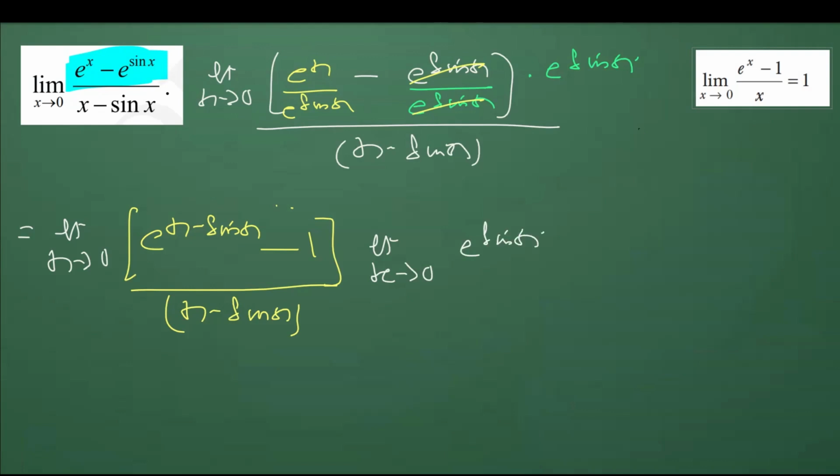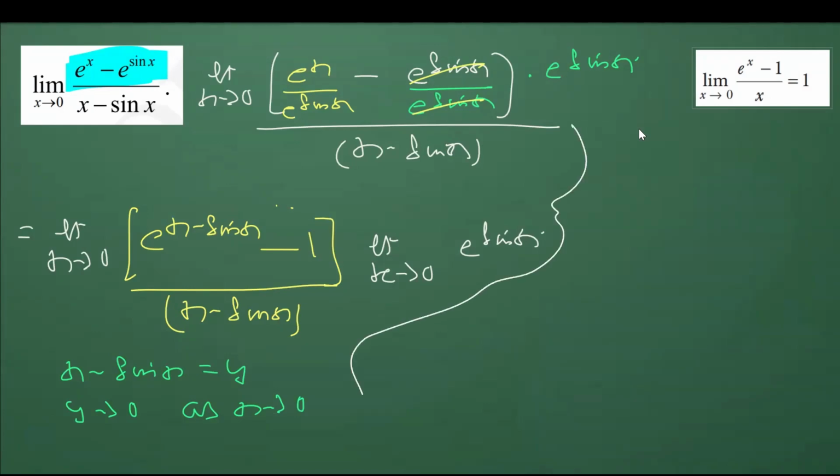Now we need to do some substitution over here, and for substitution we take x minus sine x as y. You can figure out that y tends to 0 as x tends to 0, because sine 0 is 0, so 0 minus 0 is 0, right? So after substitution, the limit will change as y tends to 0, and this is e raised to the power y minus 1 over y. And here we can apply the limit, right?